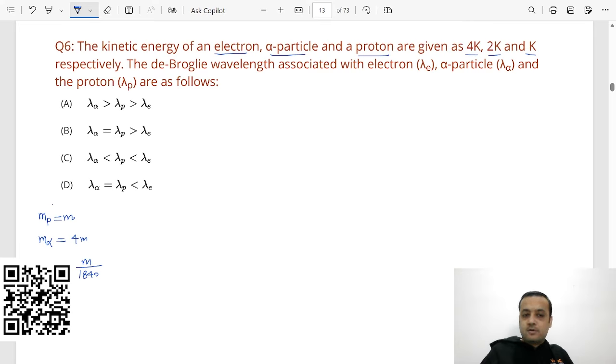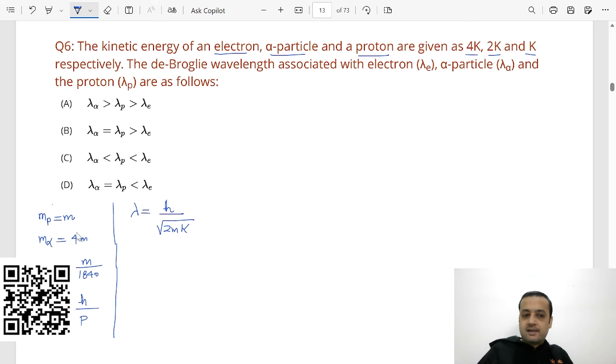Now, what is the formula of de Broglie wavelength? De Broglie wavelength we know is h upon mv. mv is nothing but linear momentum. And you might recall that linear momentum can very well be written as under root of 2 into mass into kinetic energy. Now, what does this mean? It means lambda is inversely proportional to under root of mass into kinetic energy.